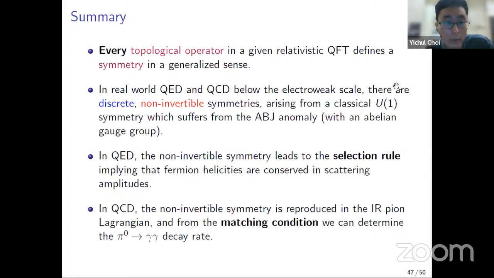So with that, let me summarize. The general philosophy of generalized global symmetries is that we view every topological operator in a given relativistic QFT as a symmetry operator in a generalized sense. We saw that in real world QED and QCD below the electroweak scale, there exist discrete non-invertible symmetries arising from a classical U(1) symmetry, which suffers from the ABJ anomaly. In QED, the non-invertible symmetry leads to selection rules, implying that fermion helicities are conserved in scattering amplitudes. In QCD, the non-invertible symmetry is reproduced in the chiral pion Lagrangian, and from the matching condition, we can successfully postdict the decay rate of the neutral pion into two photons.